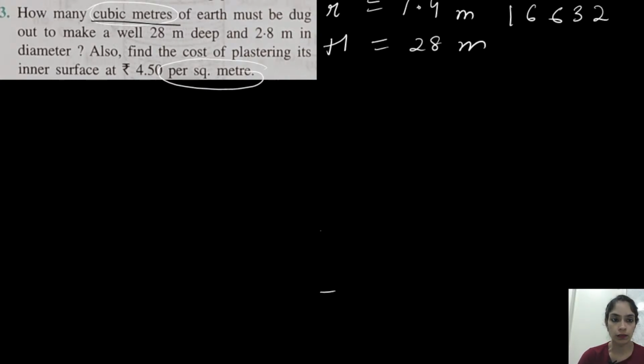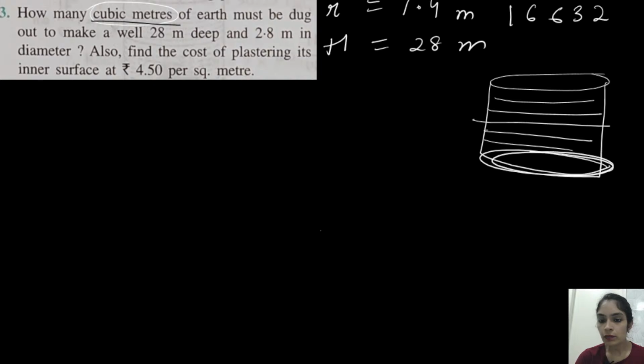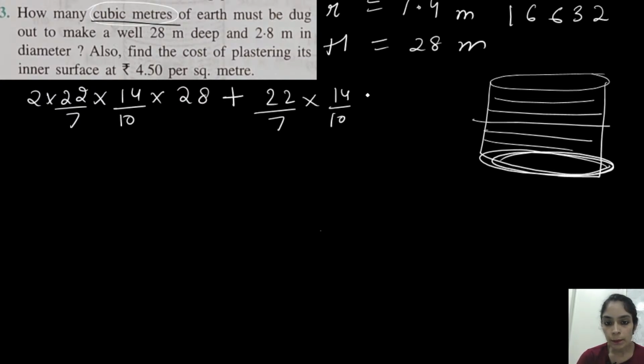Okay, we'll just see inner surface. When we are doing, once again we will do. So inner surface will be this surface along with this bottom surface. So these two areas will be there. So we'll just check 2 pi RH, 2 into 22 by 7. R value is 1.4, so 14 by 10 I'll write. 2 pi RH, H is 28, plus pi R square, pi into 14 by 10 into 14 by 10.